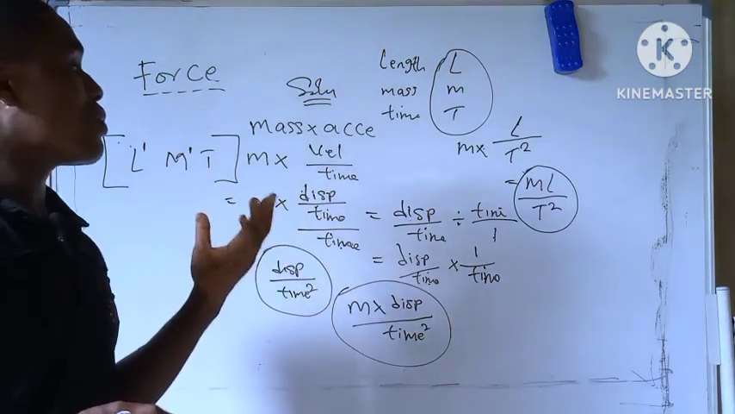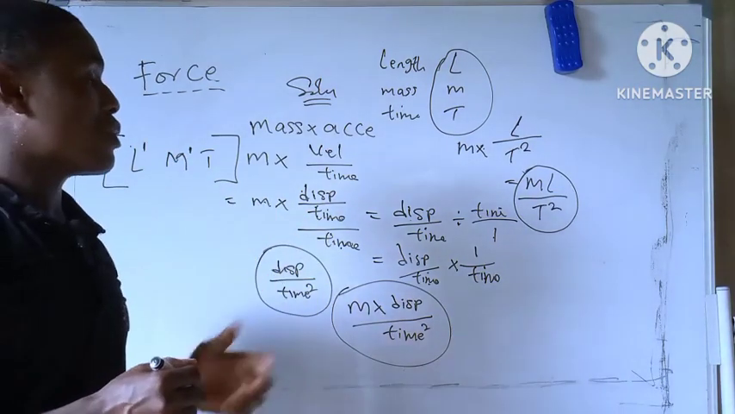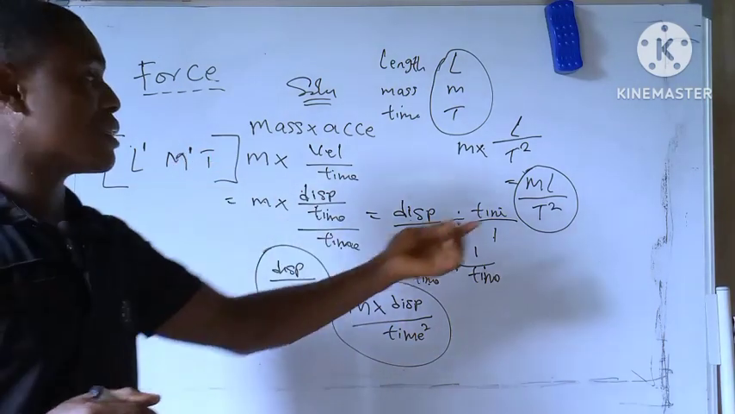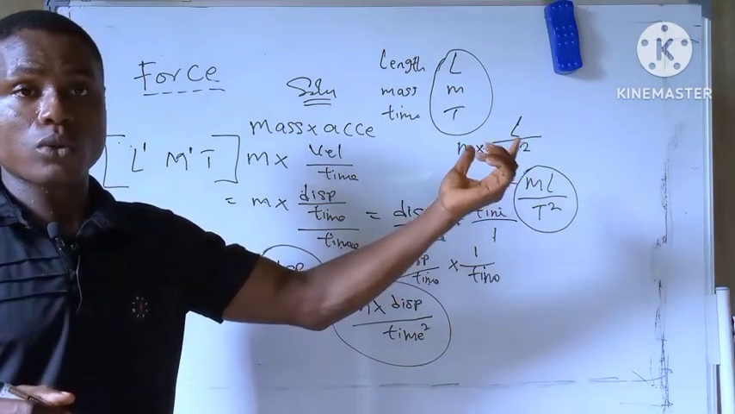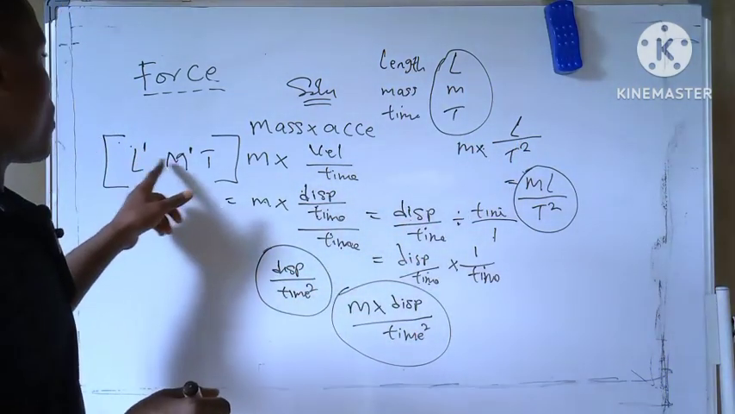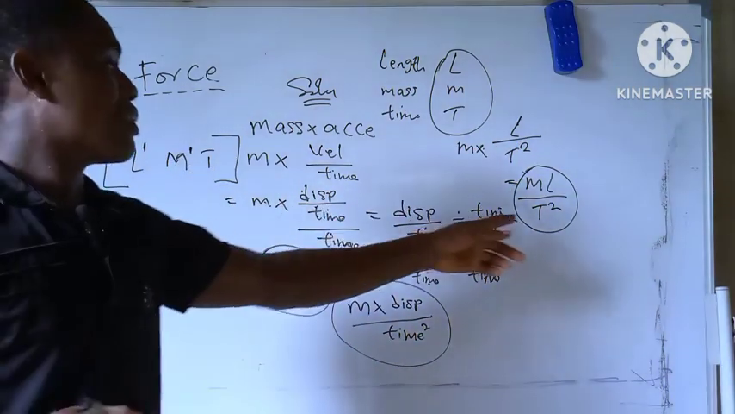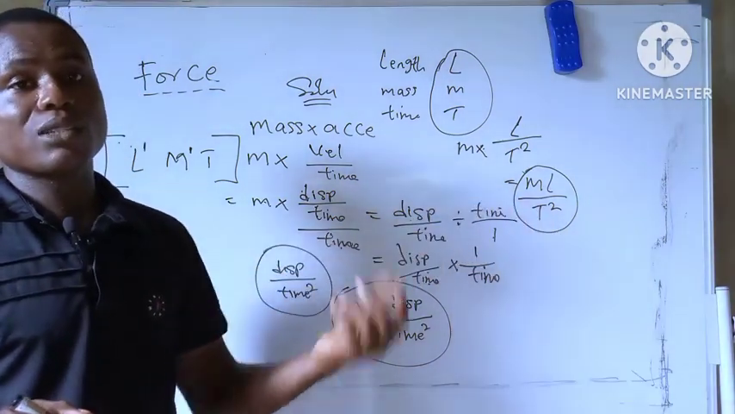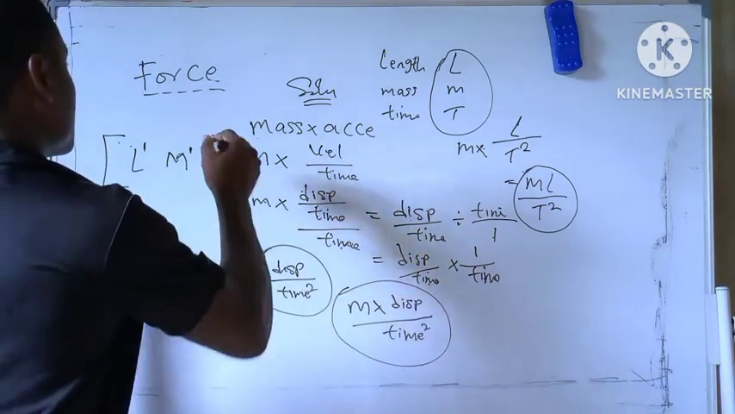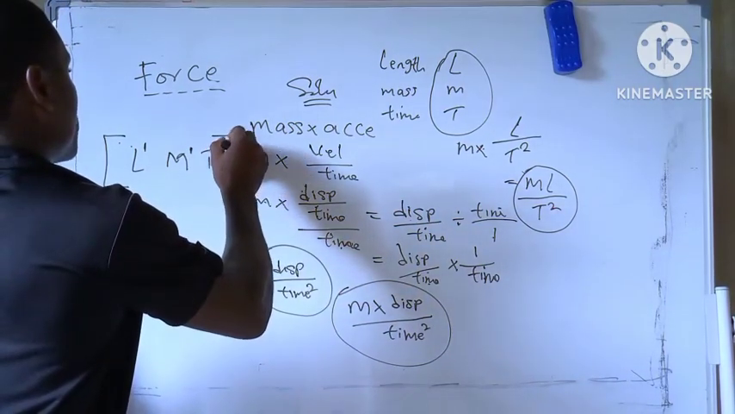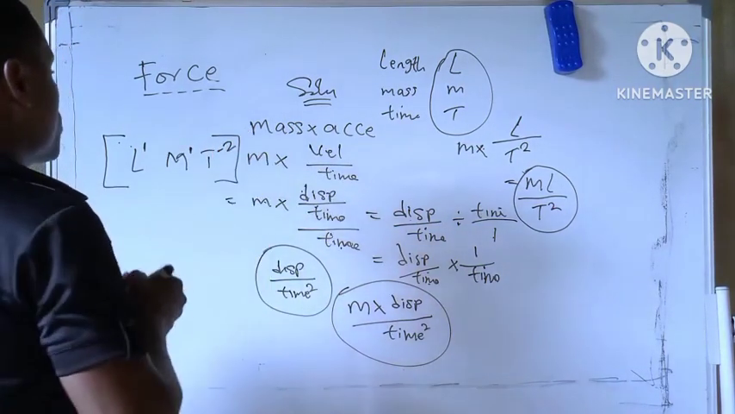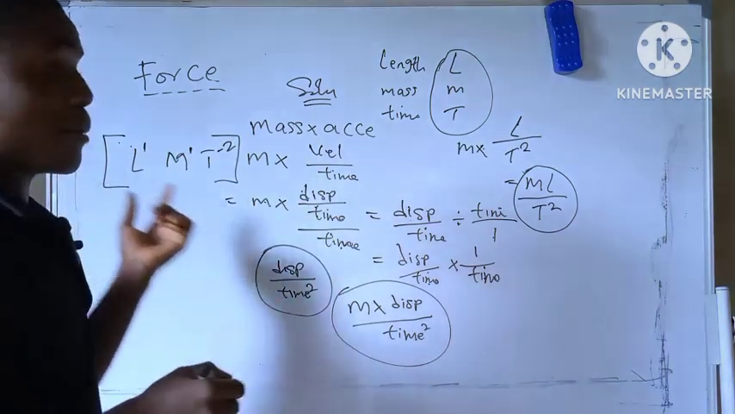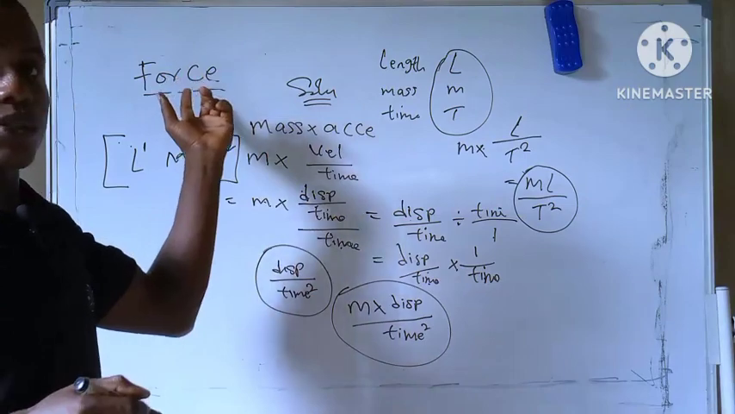So take note, any quantity that is present, you represent that quantity with 1, as far as that quantity is the numerator, okay? So L1, M1, and T is also present, which is the symbol of time, right? But T is a denominator, so we represent it with raised to minus 2. So we have L1, M1, and T raised to minus 2. So this is the dimension of force.